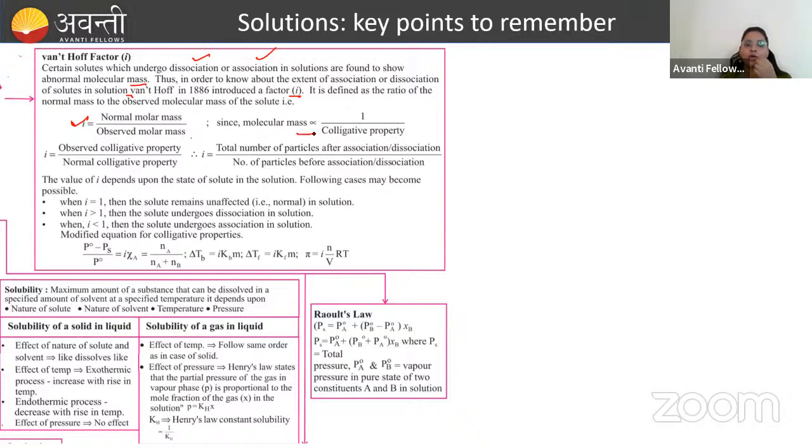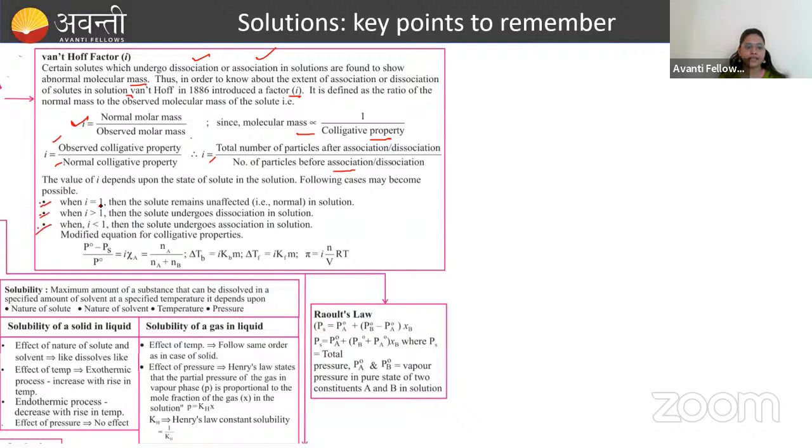And you know that molecular mass is inversely related to colligative property, so that's why it changes all the colligative properties. So I is the observed colligative property divided by the normal colligative property. And what is I? The total number of particles after association or dissociation divided by the number of particles before association or dissociation. So these 3 points are very, very important.